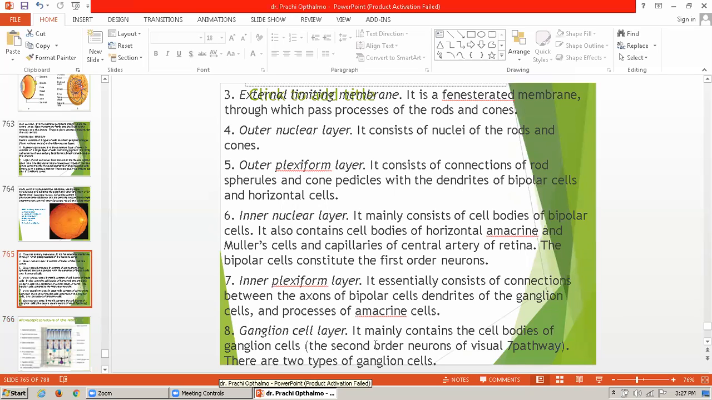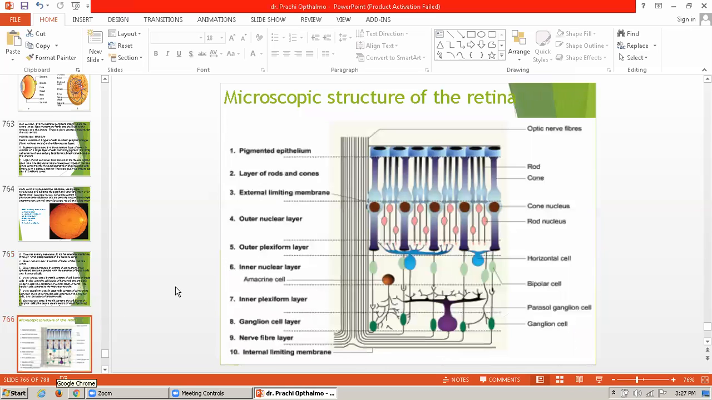Then the ganglion cell layer. It mainly contains the cell bodies of the ganglion cells, the second order neuron of the visual pathway. There are two types of ganglion cell. So this is the eighth layer, that is the ganglion cell layer, which contains a ganglion cell.